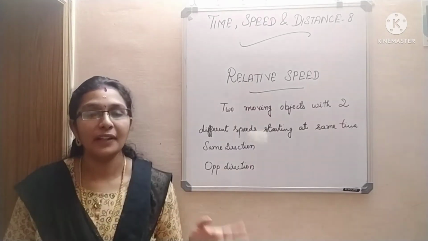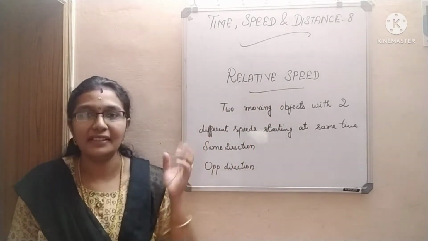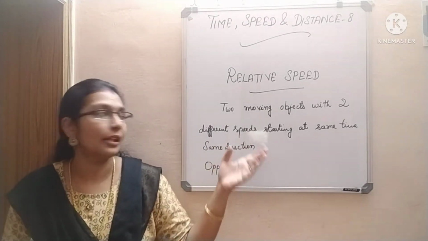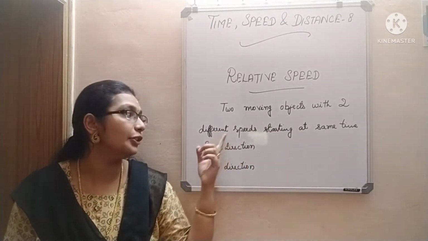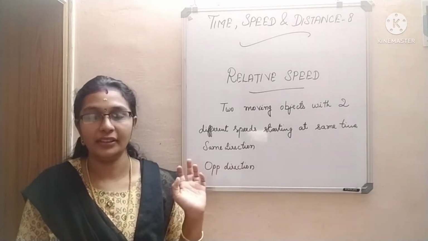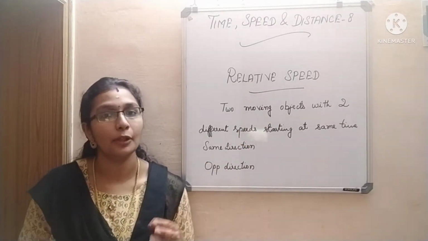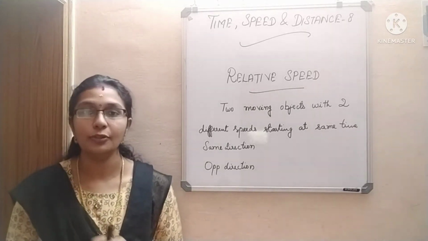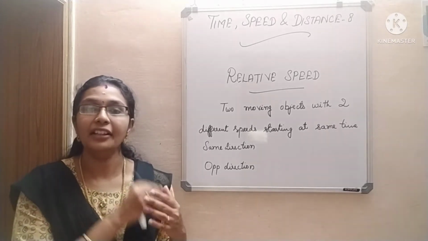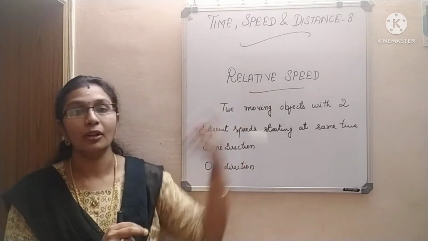First of all, let us understand the concept of relative speed. From the term you can say there is a relation in speed. Correct? So in simple terms, I can say it is two moving objects with two different speeds starting at the same time. Maybe they are in the same direction or opposite direction. To understand this in a better way, I can give you an example of two moving trains. Consider two moving trains, starting at the same time and moving with two different speeds. That time we will consider the term called relative speed.